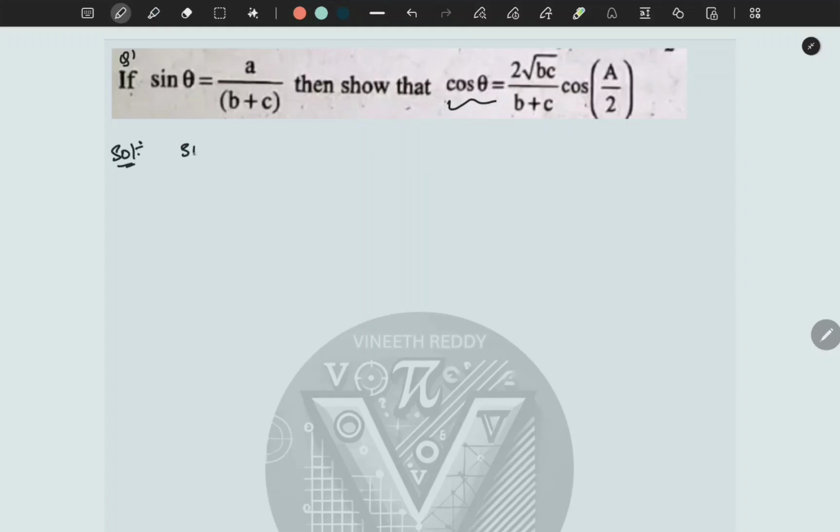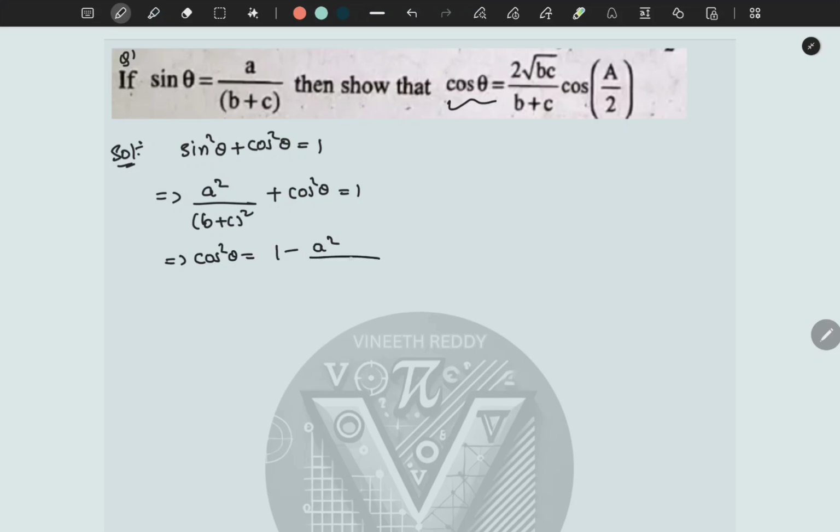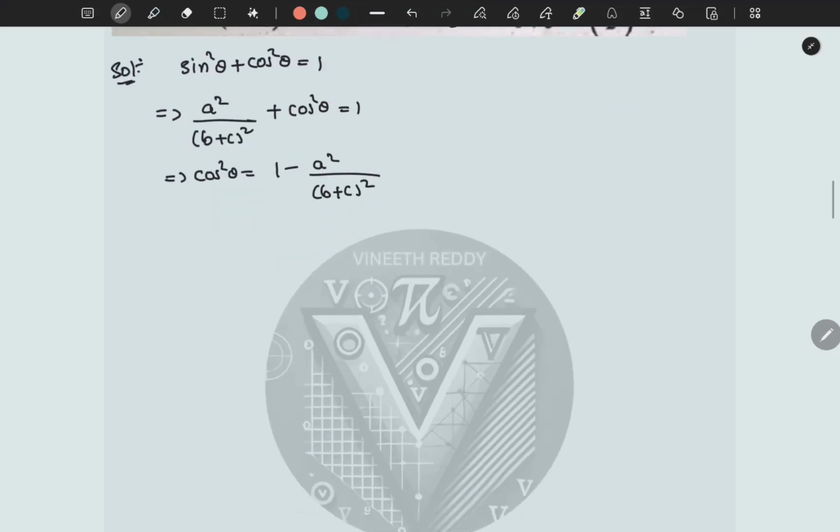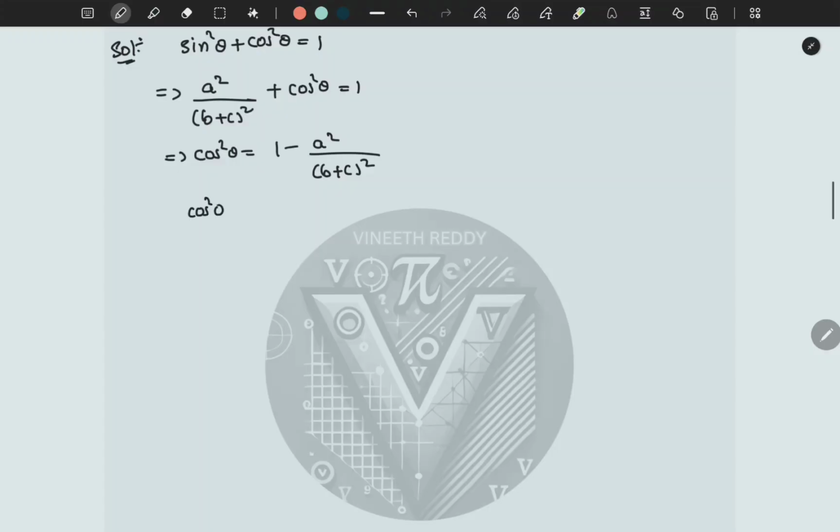So what we will do is very simple, we will be using the formula sin square theta plus cos square theta is 1, okay. And what is sin square theta? It will be a square by b plus c whole square, dear students, and sin square theta plus cos square theta is equal to 1. So cos square theta will be simply 1 minus a square divided by b plus c whole square. I hope you are with me. Now for cos square theta, let me take the denominator LCM, so we will get b plus c whole square minus a square by b plus c whole square, right?